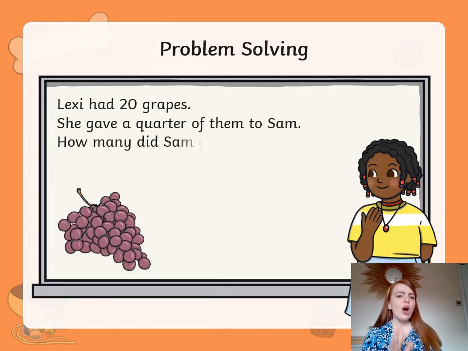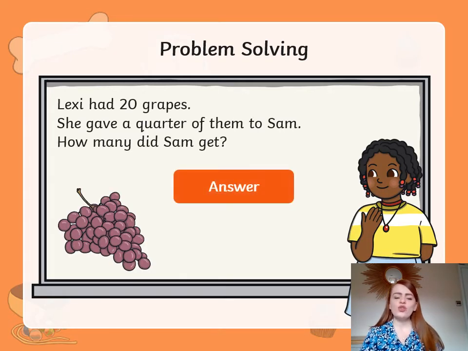Right, now we've got a word problem here. So our question is, Lexi had 20 grapes. She gave a quarter of them to Sam. How many did Sam get? So we know that Lexi has 20 grapes starting off with, and we want to find a quarter of them. Okay, so it's a quarter of 20.